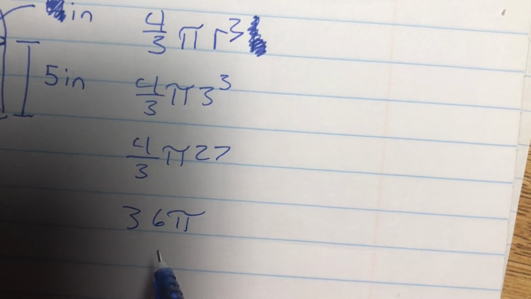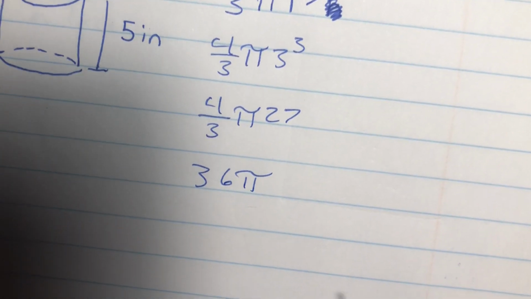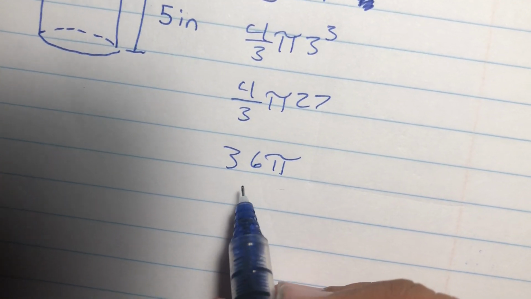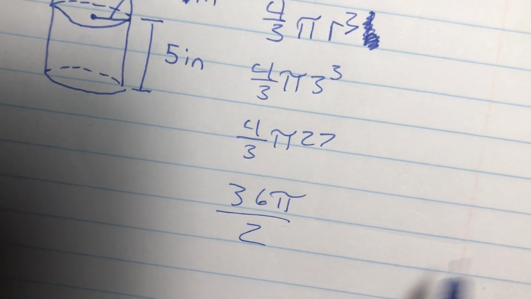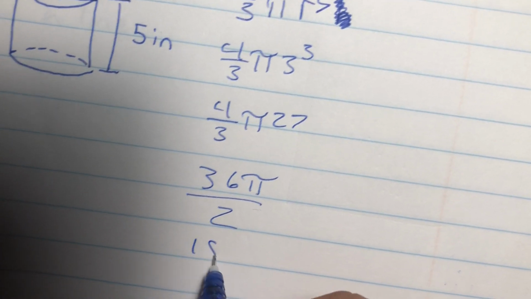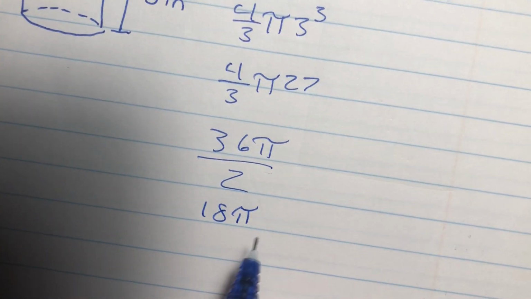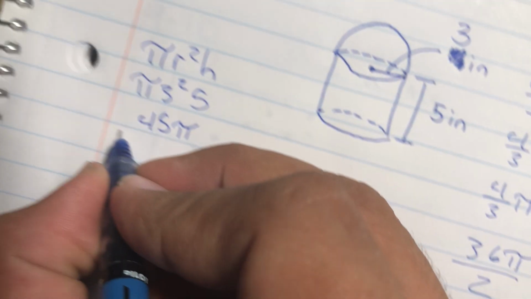But remember, this is the answer for the entire circle. I want to divide this by 2 because I'm only doing half of a circle. So this is going to end up being 18 pi. So now I'm going to go over here and add them together.